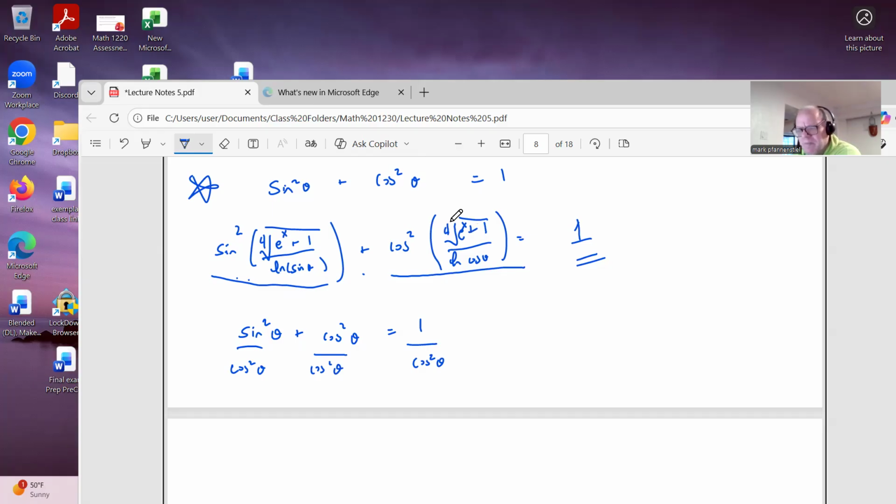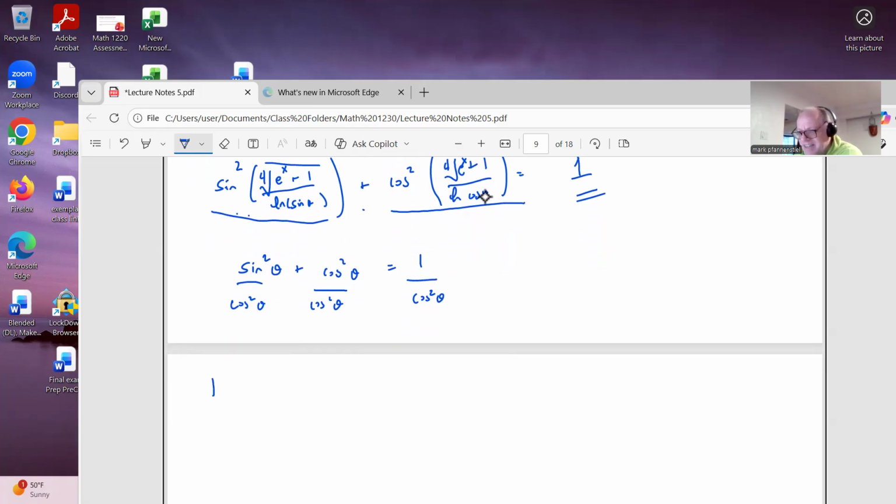Sine over cosine, you remember what that is. That's tangent. So that's tangent squared. Cosine over cosine, I hope that's 1, right? And then that is equal to 1 over cosine, that's secant squared. And you could rearrange these. We could do something like 1 is equal to secant squared minus tangent squared.